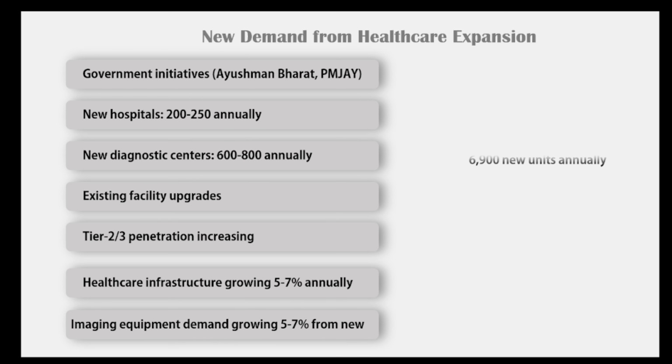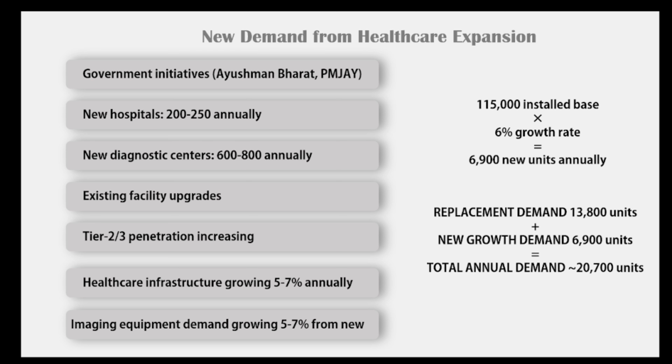So 6% of 1,15,000 is 6,900. So this 6,900 is the demand from the new category. Now, if we add up both of these, that is replacement and new growth demand, we'll get the total annual demand to be around 20,700 units. Now, this is our base value, 20,700 units. From this 20,700 units, we need to determine what percentage is coming from X-ray, what percent from ultrasound, CT, and MRI. So let us break down by equipment.